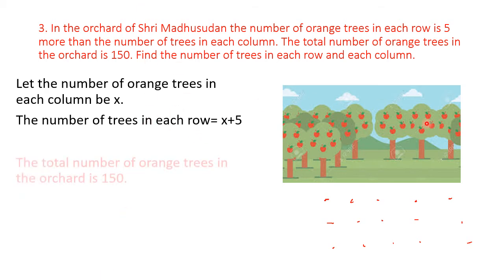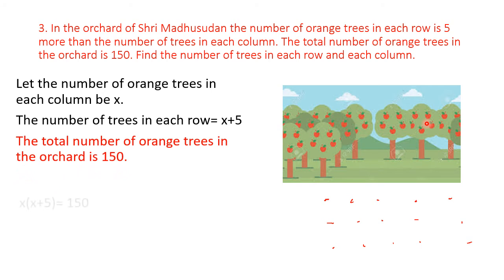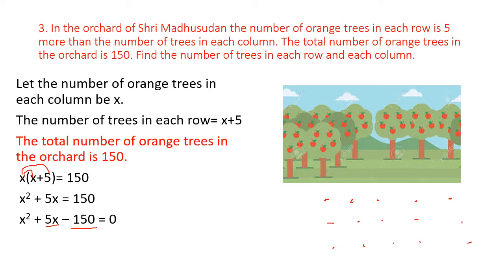So as they are saying that the total number of orange trees in the orchard is 150. x into x plus 5 मतलब number of trees in column into number of trees in rows. ये मिला के कितने होने वाले हैं 150. Then nothing, we are just going to open the brackets and solve. So x into x will be x square, x into 5 will be 5x. We'll bring 150 to the left hand side, it will become minus 150. Now we want 5 as a sum and product as 150. See that it's very clear, 10 into 15 is 150 and 15 minus 10 will be 5.